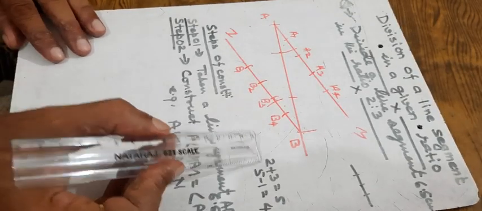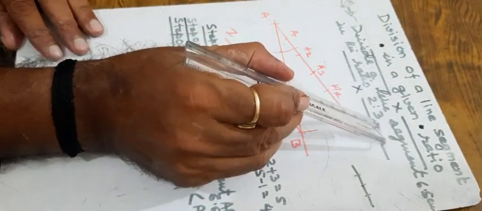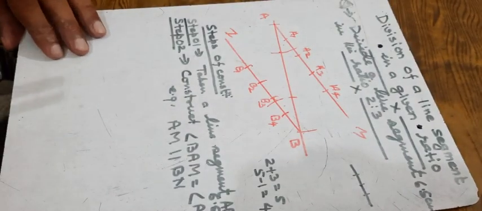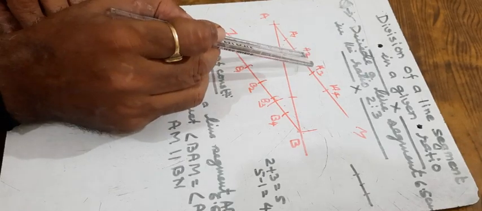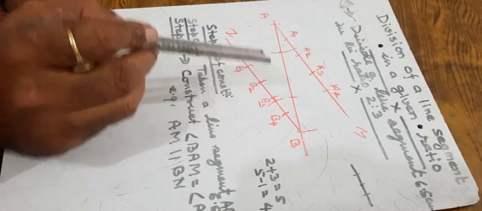Now antecedent is here 2. Consequent is 3. Antecedent is here 2, at A2. Join A2, B2.